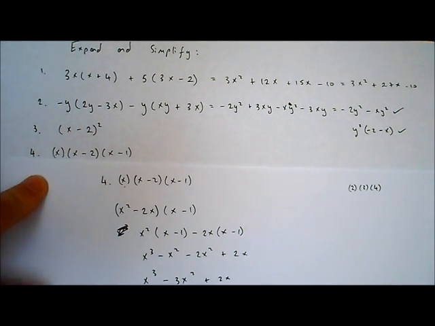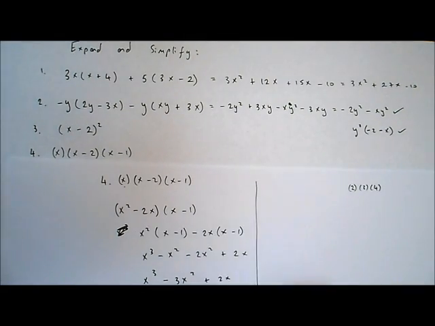plus 2x. Okay, and if we just have a look at it, we've ended up here with a cubic polynomial that has a degree of 3. The coefficient of x cubed is 1, it's the number before here. The coefficient of x squared is minus 3, and the coefficient of x is 2. Okay, so that's number 4.